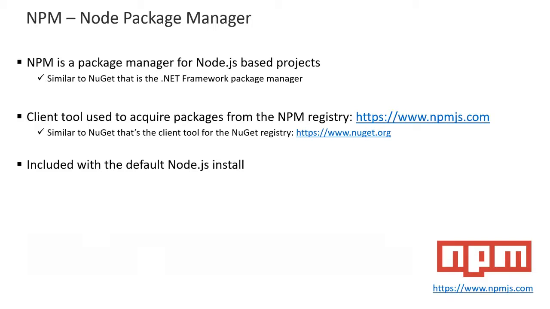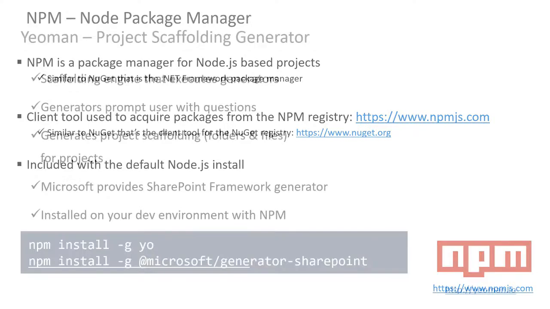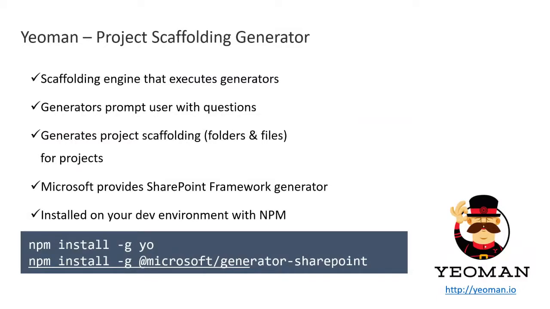Yeoman is the project scaffolding generator. In SharePoint also we have a standard element generator for SharePoint. That is the SharePoint Framework. We have SharePoint Framework starting from 1.0. If you are using SharePoint 2016, you need to use 1.1.0. If you are using SharePoint 2019, you need to use 1.4.0. Other than that, if you are using online, no problem. You can use up to the latest version, 1.10. The generator prompts the user with questions and information.